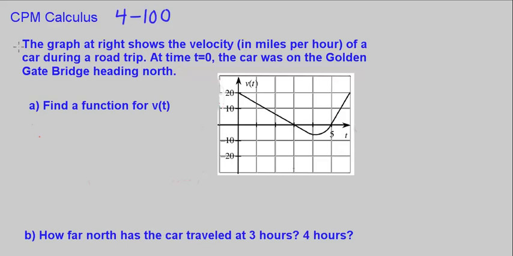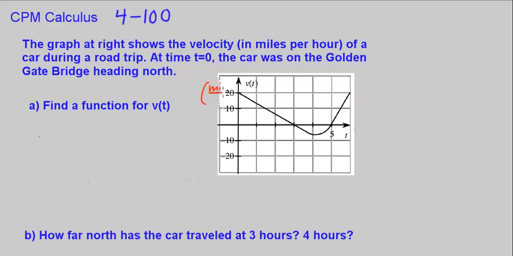This is CPM Calculus, Chapter 4, number 100. So the graph to the right shows the velocity in miles per hour of a car during a road trip. So here's the graph. The y-axis is velocity, and the x-axis is time, right? Velocity is in miles per hour.